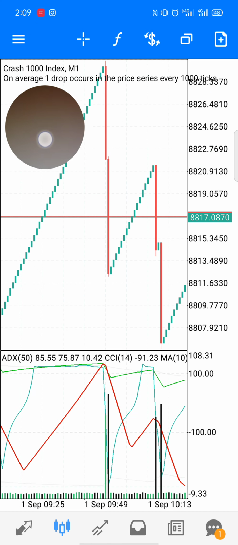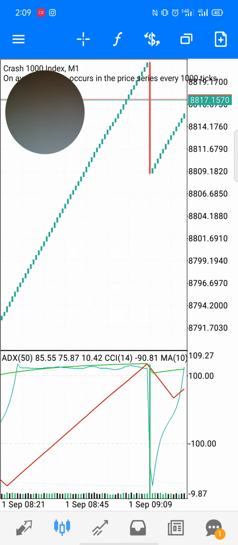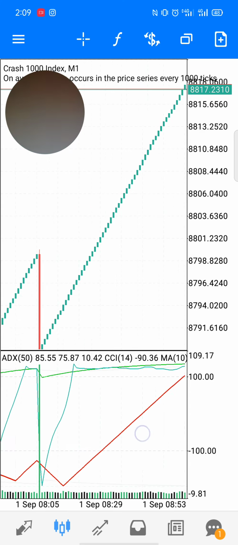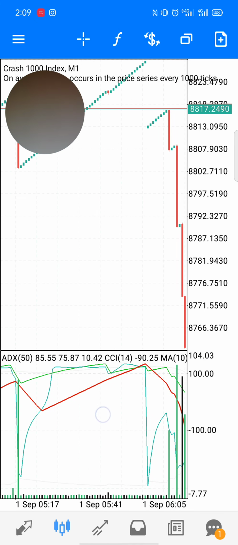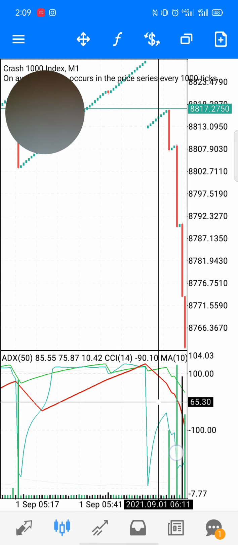Guys, you have more time to trade. It's better you trade and make than to lose. You understand, guys? It crossed above, then a spike at this point. You can see, very powerful strategy. Crash and Boom. You see, guys, it crossed above, it spikes.